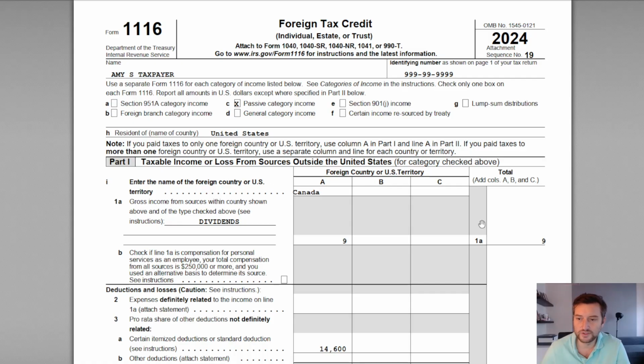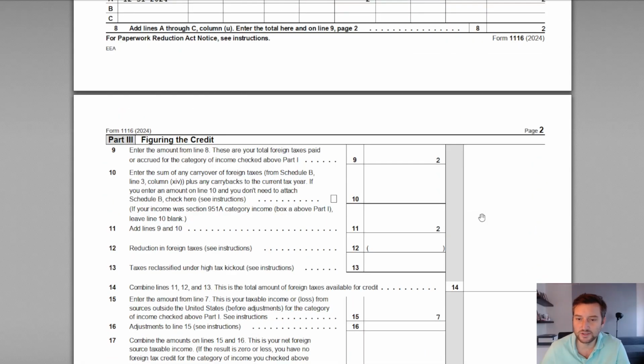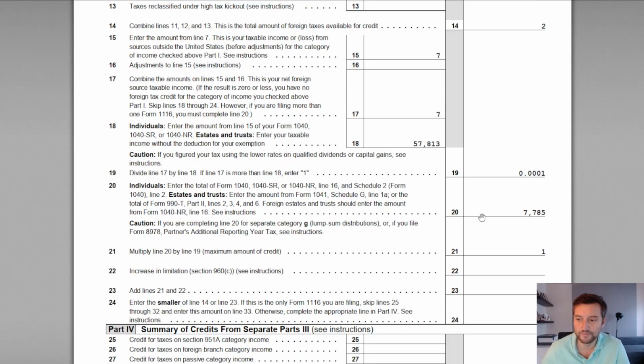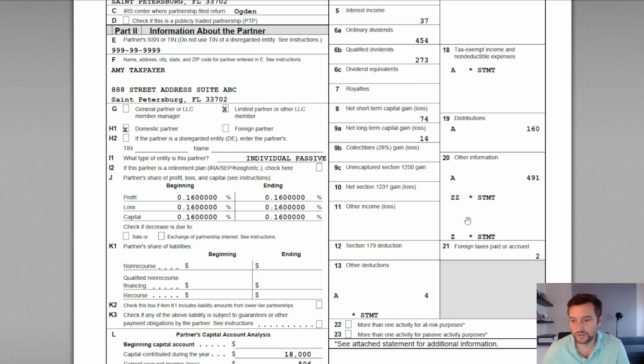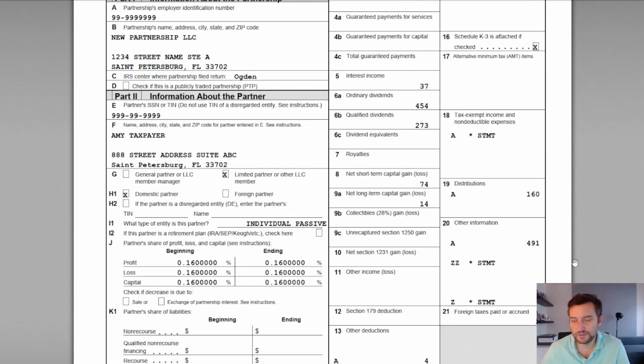Now, the 1116 for Amy in this case, when she figures the whole credit, the total amount of credit she's going to be able to use is $1. So she was allocated $2, and she's going to claim a $1 foreign tax credit, and then the remaining $1 just gets carried forward. Okay, so that's the foreign tax piece.